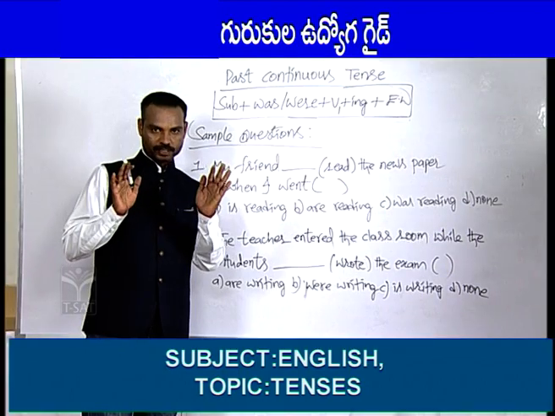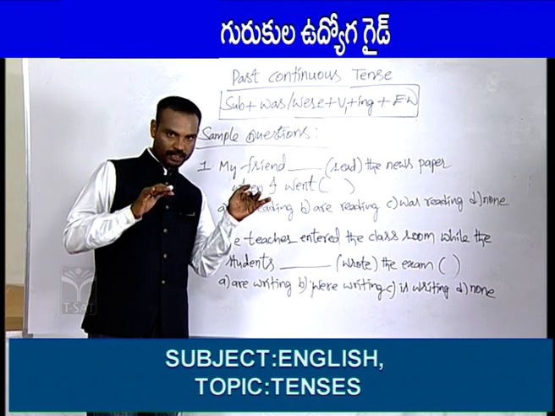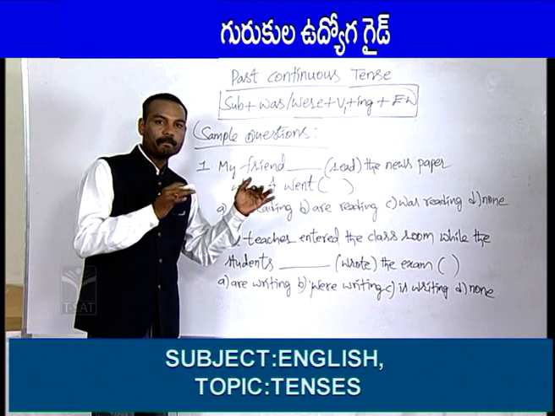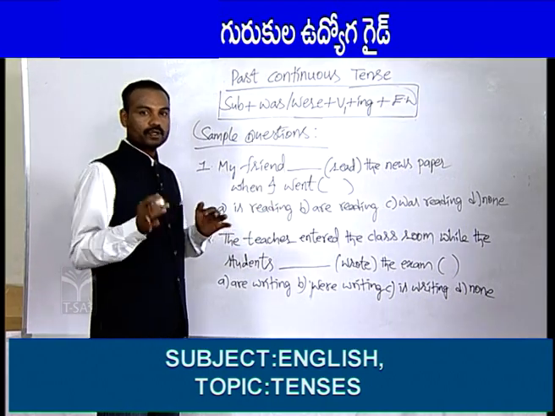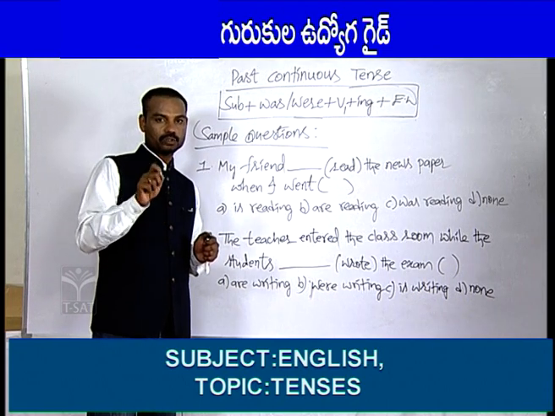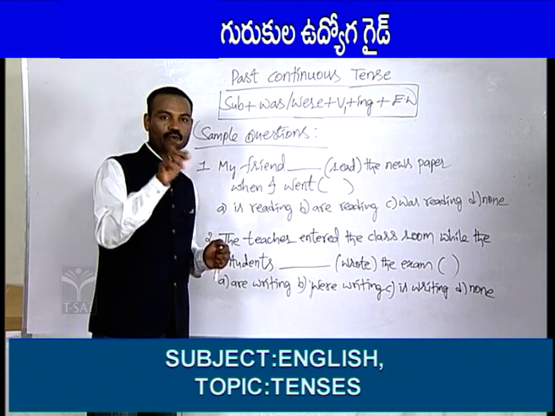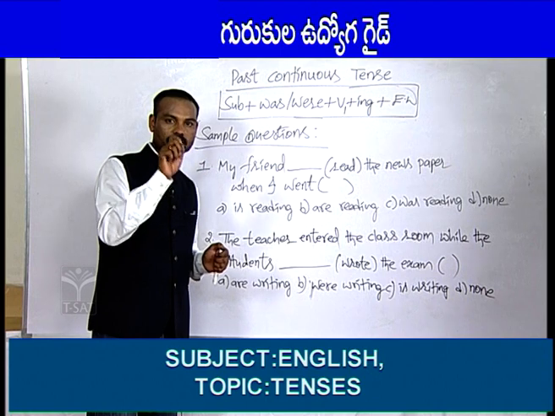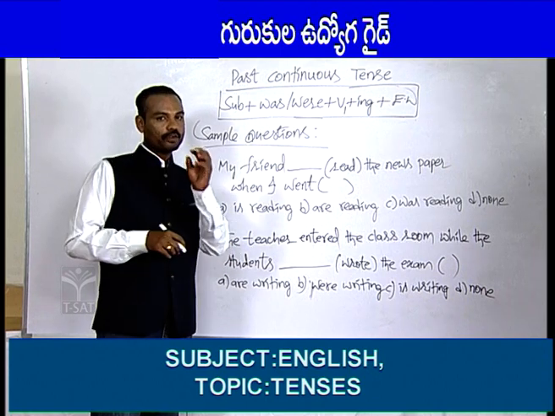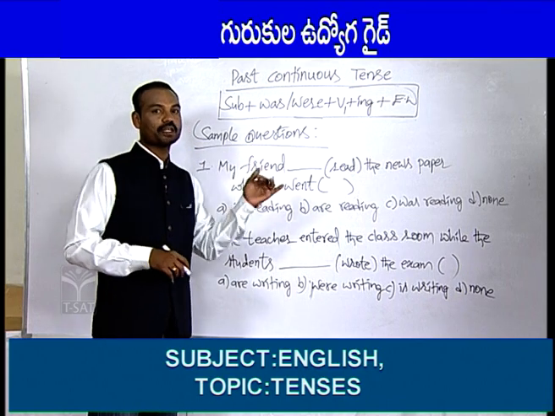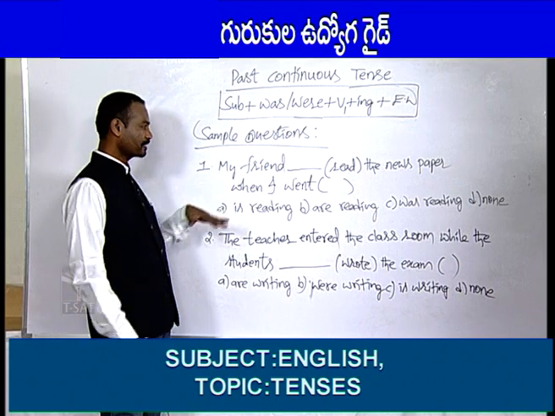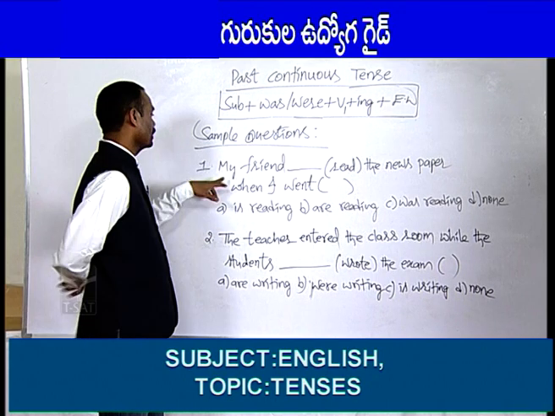Friends, did you understand very clearly about past continuous? Now I am going to show you some sample questions from past continuous tense. In past continuous, there are two keywords, two symbols. They are when and while. When and while, these are the keywords or symbols of past continuous tense. With the help of these keywords only, we can find out the sentence. So here are some sample questions from past continuous tense.